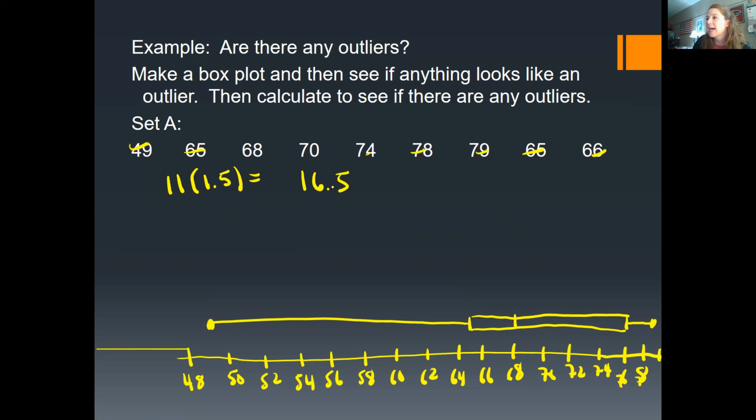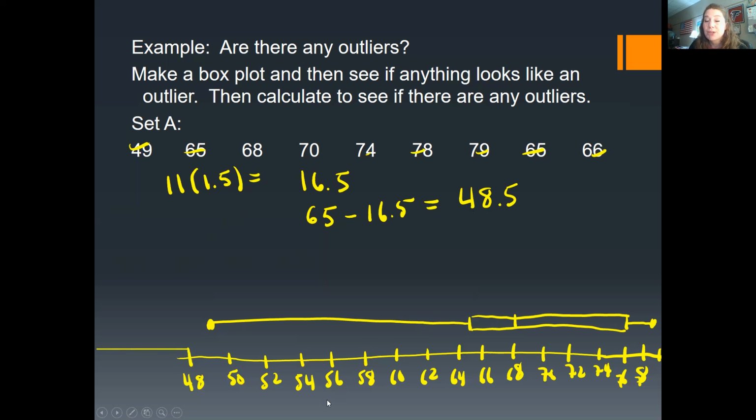Then we take our lower quartile and subtract. Our lower quartile is 65. We subtract 16.5 from it: 65 minus 16.5 is 48.5. So remember the rule: if you have a number below 48.5, you have an outlier. Well, our lowest number was 49.